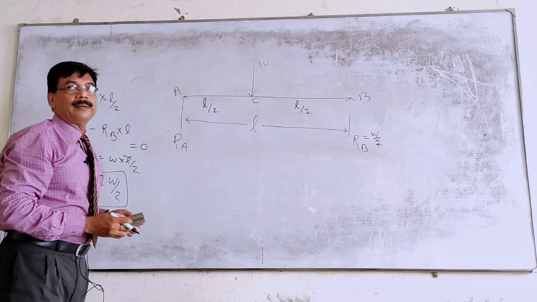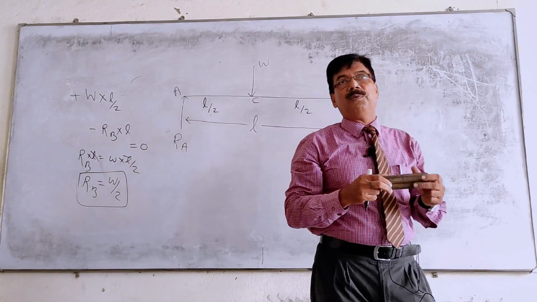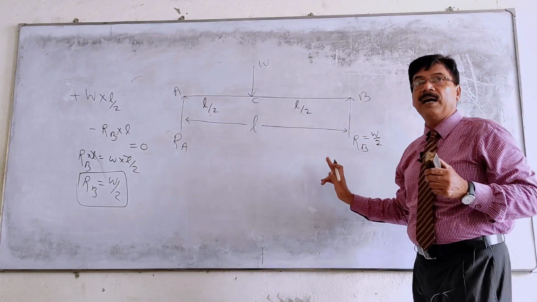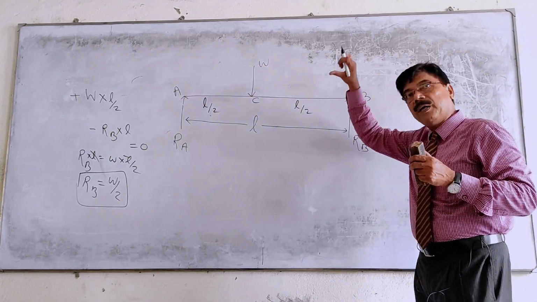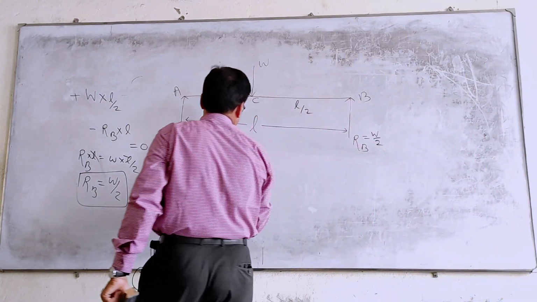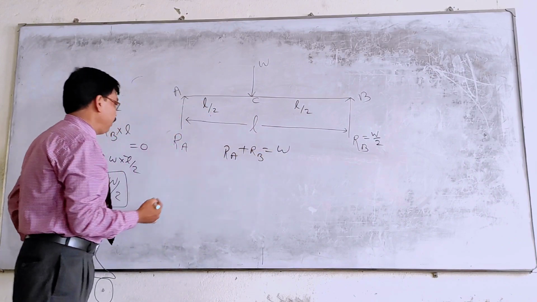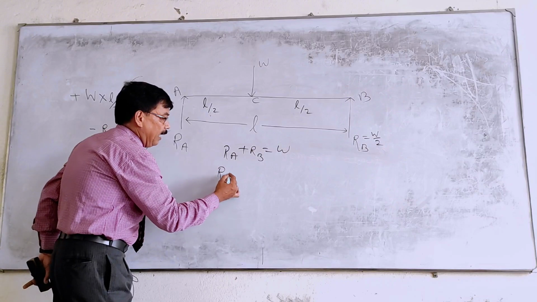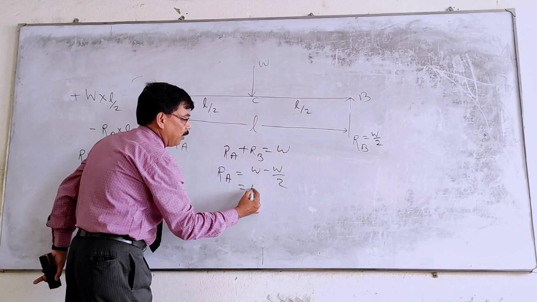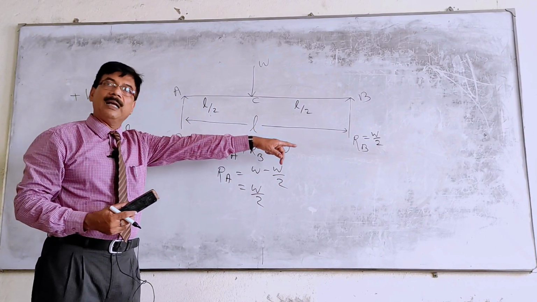Then find out RA. Total vertically upward force is equal to total vertically downward force. How many upward forces? There are two forces, RA and RB. So RA plus RB is equal to W. RB value is W by 2, so RA is equal to W minus W by 2, which is W by 2. That means RB is W by 2 and RA is also W by 2.